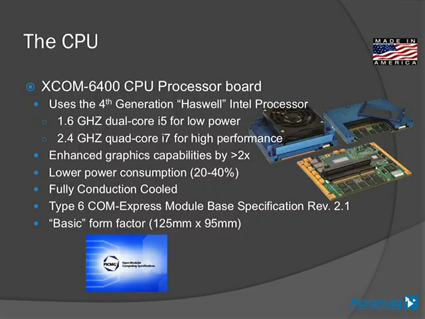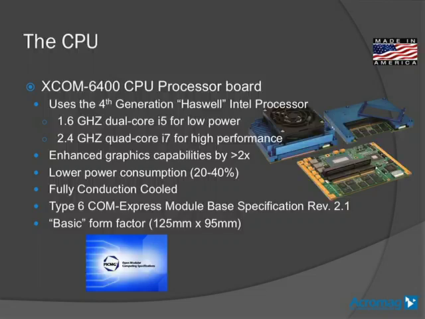All right, so the first piece we want to talk about today is the CPU. It's obviously the heart of most systems, so our offering here uses the fourth generation Haswell Intel processor. So you get the latest, greatest graphics capabilities and power consumption offering from Intel. We've got a 1.6 gigahertz dual-core i5, which is a lower power option, and then of course a 2.4 gigahertz quad-core i7, which is the high performance side of the offering.